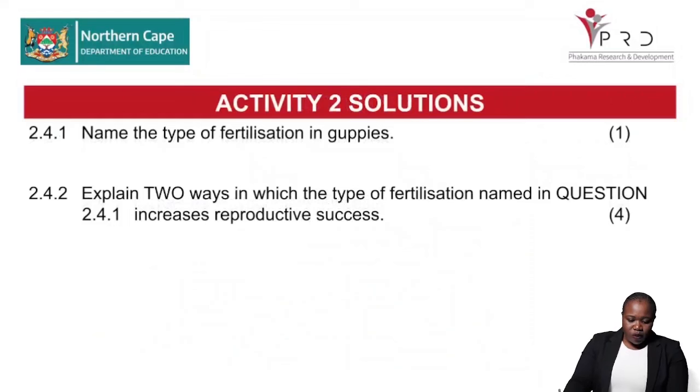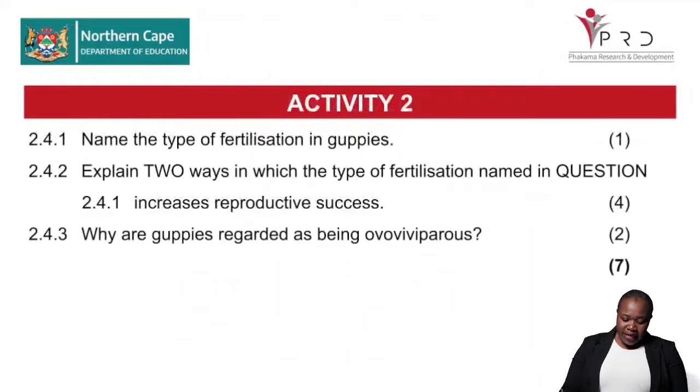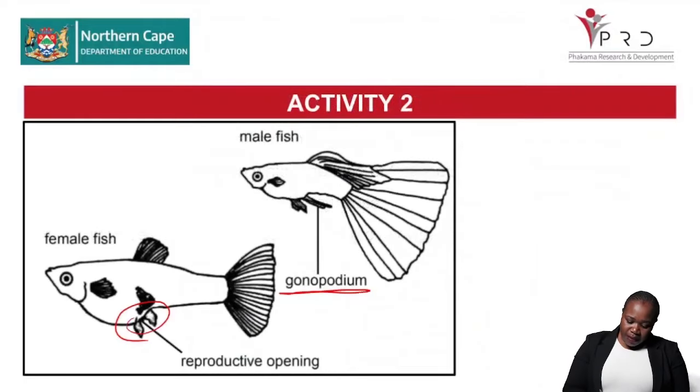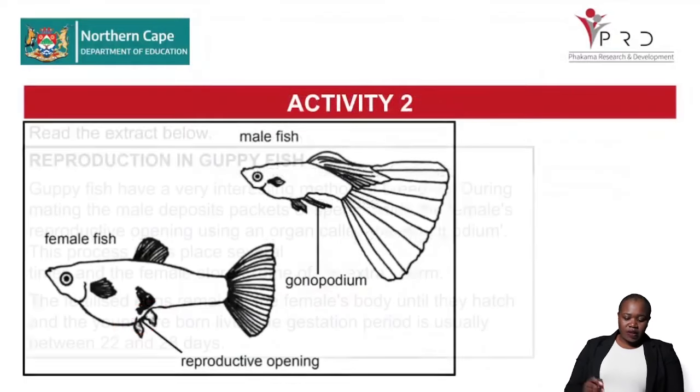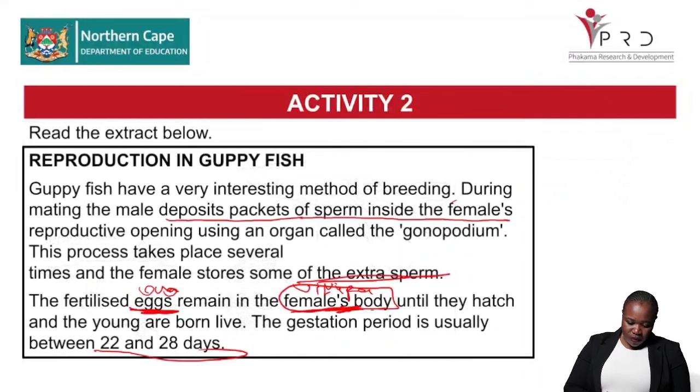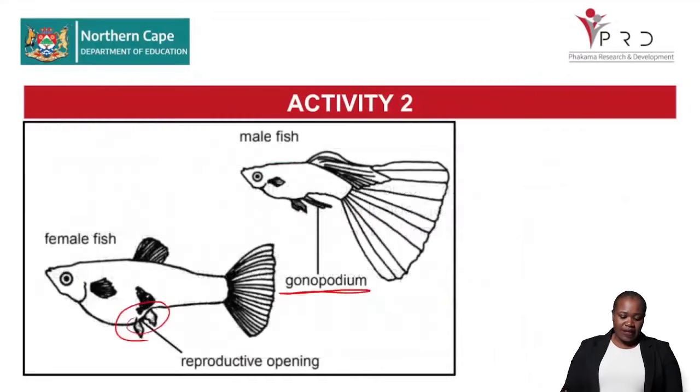Let's have a look at the first one. It says, name the type of fertilization in guppies. So the type of fertilization here would be internal fertilization, because the male will insert the sperm cells into the female's body. Right. So what does it say here? The male deposits packets of sperm inside the female's reproductive organ. Now, that is all. Internal fertilization.